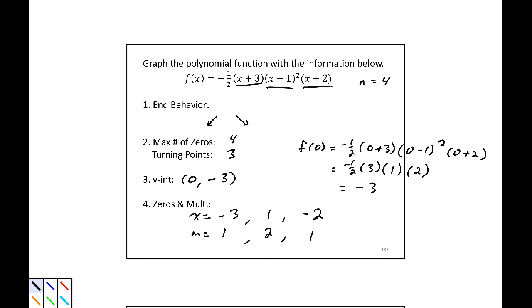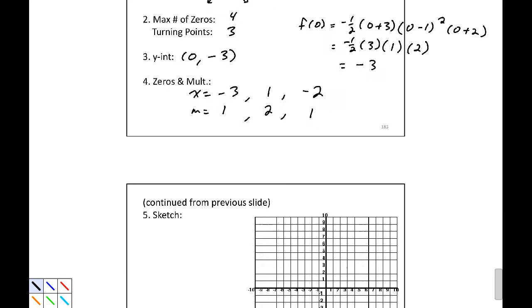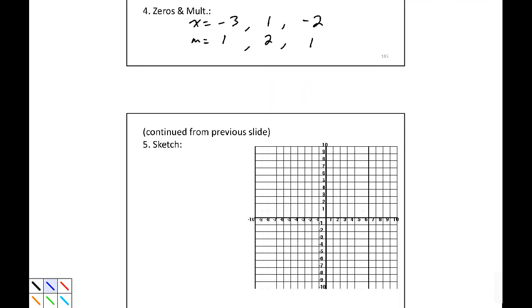Now let's put all that information together and sketch this function. The y-intercept is (0, -3). We can go ahead and plot that. And we have x-intercepts at x equals negative 3, 1, and at negative 2. From there, we know the end behavior is falling to the left and right. So I know I'm going to have something like this. It's going to fall from that point (-3, 0), going to the left. And because negative 3 has a multiplicity of 1, it will cross.